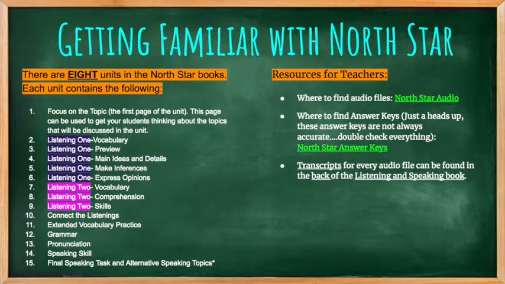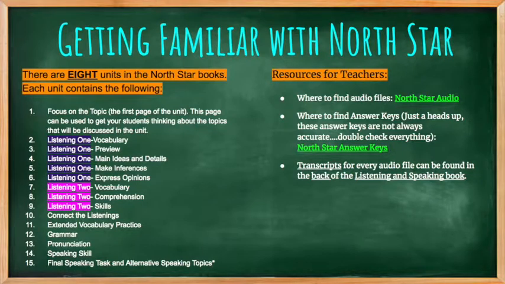Listening 2 is usually shorter than listening 1 and only consists of vocabulary and comprehension sections. After listening 2, there is a Connect the Listening activity that helps students find connections between the 2 listenings. The extended vocabulary activities are excellent homework assignments that students can do to reinforce the new vocabulary discussed in the lesson. The grammar section of the listening and speaking book is done on the same day as the reading and writing grammar, which is usually done earlier in the week.